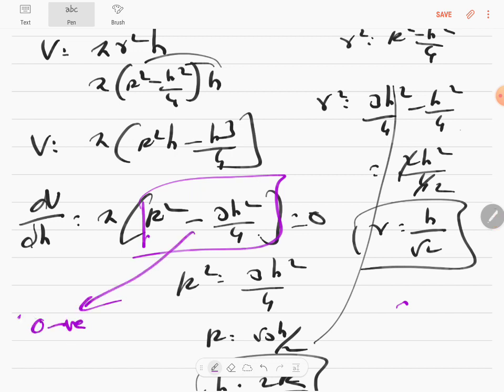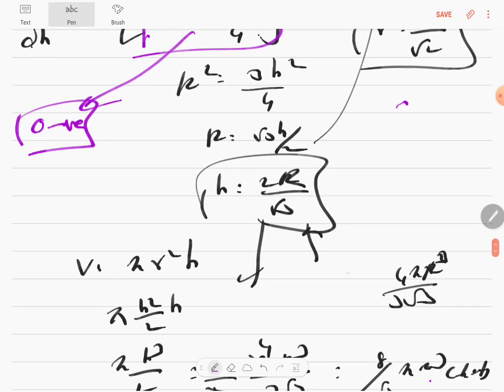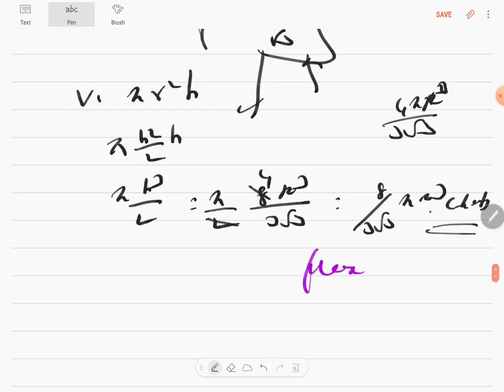It will be indefinitely negative. So the answer that you got is definitely for a maxima. Are you clear? And 4 over here. It's 4, sorry. Yeah. So can I go to next sum?